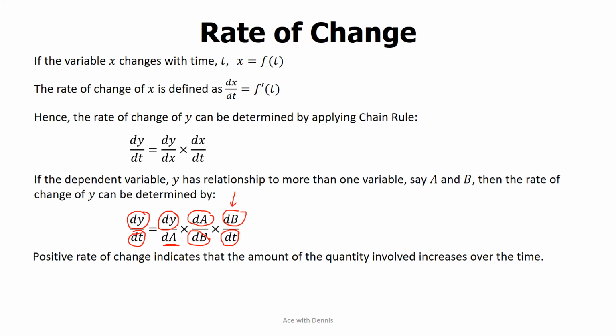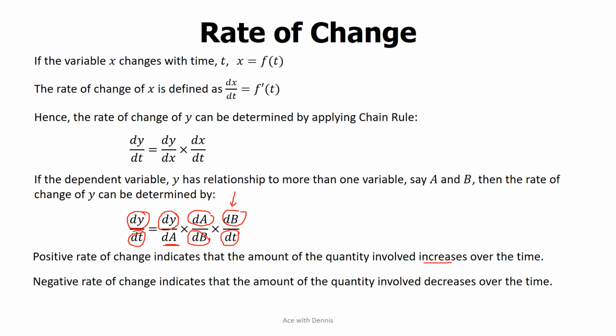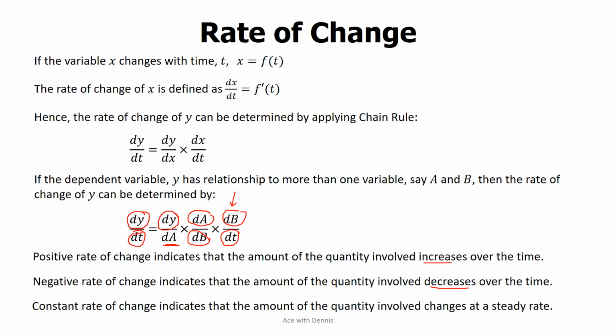A positive rate of change indicates that the amount of the quantity involved increases over time, while a negative rate of change indicates that the amount of the quantity involved decreases over time. A constant rate of change indicates that the amount of the quantity involved changes at a steady rate. Okay, so please remember the keywords here: positive rate, negative rate, constant rate.